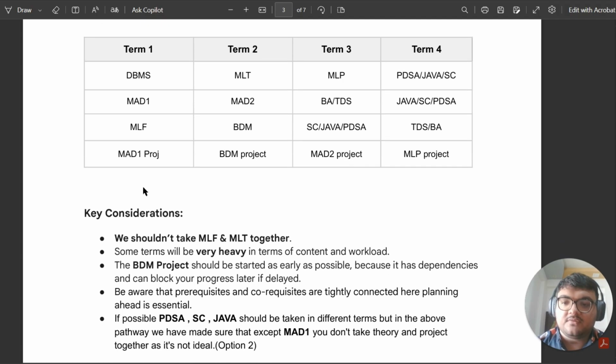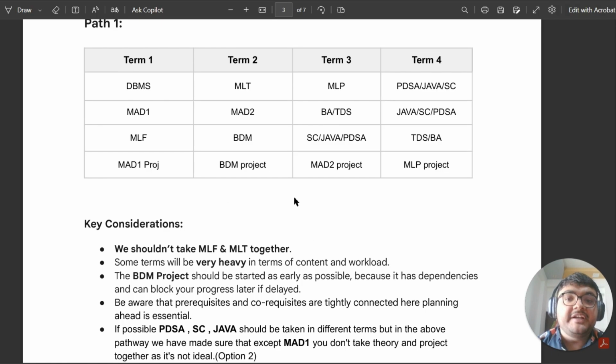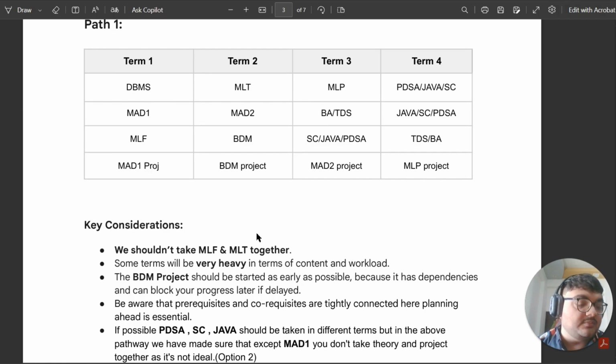Then one consideration is that some terms will be really heavy in terms of content and workload, and the BDM project should be started as early as possible. As I gave the introduction before, you'll be able to understand why I have taken this BDM project as early as possible. I have given the 3-term cycle, so there will be monthly cycles of submission. It should be completed in 2 terms, but in a worst case scenario, if it goes to 3 terms, then we'll still be able to complete it.